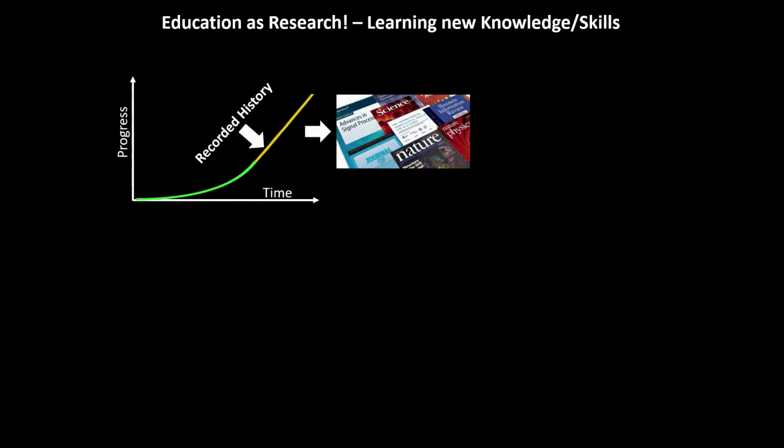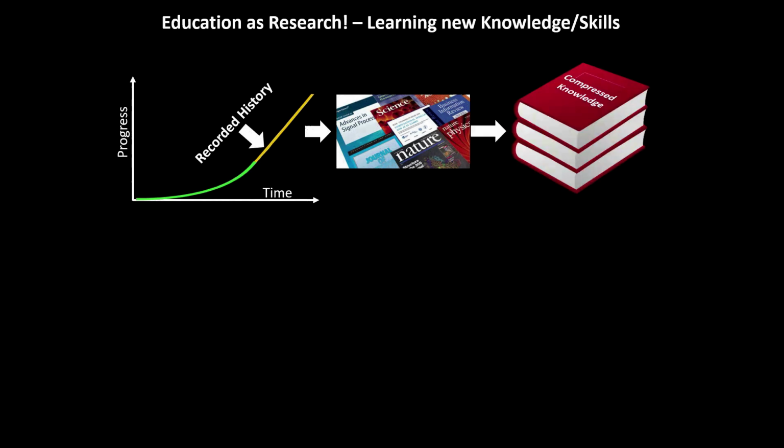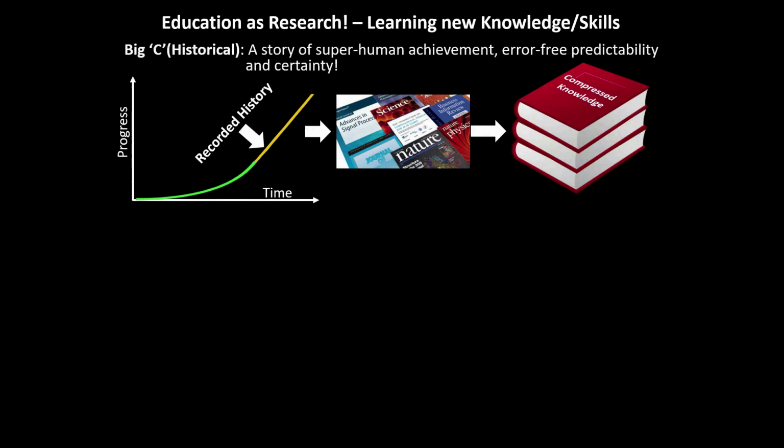So there's our recorded history. I haven't shown the flattened part of the curve because that recorded history is available in publications, initially in academic journal publications, and then the knowledge is compressed into textbooks, which are of course used in teaching the subject. So to summarize, big historical creativity looks like a very smooth curve, which one could infer is a story of superhuman achievement, error-free predictability, and certainty.